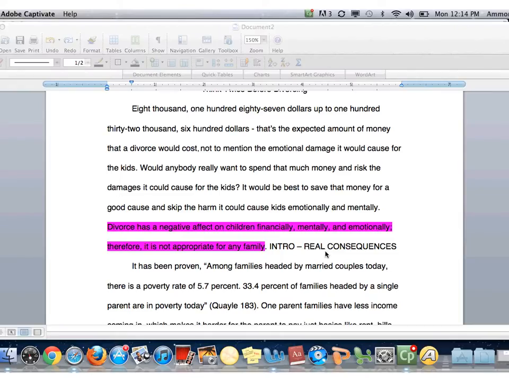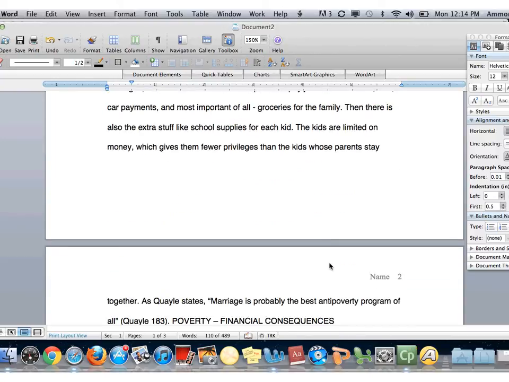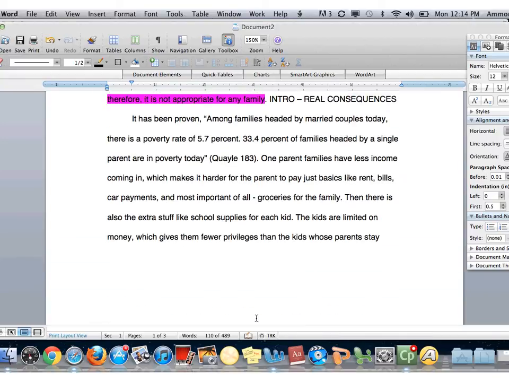Now we need to find the topic sentences and highlight those blue. The topic sentences should resemble the reverse outline, so we should find a sentence that has something to do with poverty or financial consequences. Her first sentence is a quote, and a quote is not a topic sentence. The next one though, one-parent families have less income coming in, which makes it harder for the parent to pay just basics like bills, car payment. Now she goes on into an example at the same time, but yes, that would be her topic sentence.